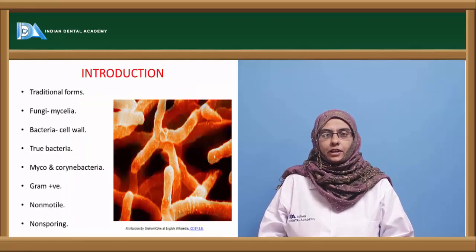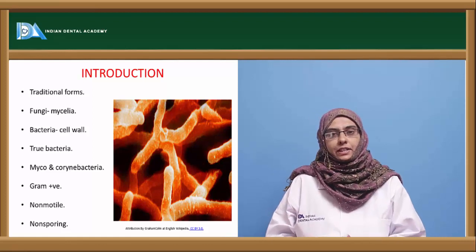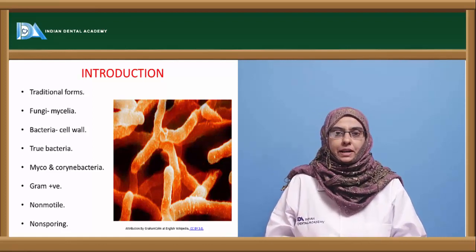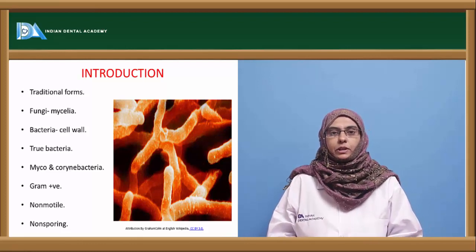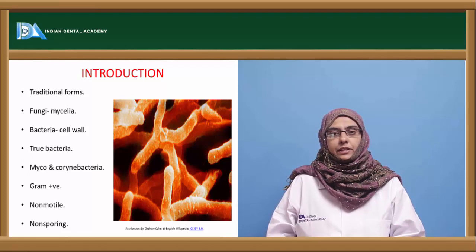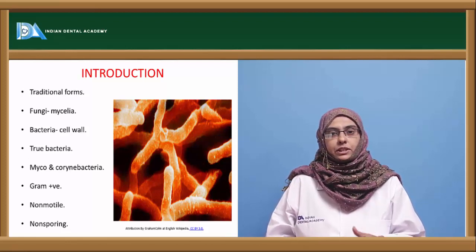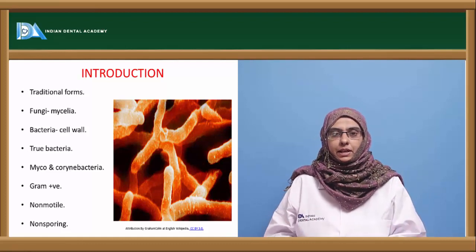Actinomycetes. These are organisms that have structural resemblance to both fungi and bacteria. That's why they are called true bacteria. They are the organisms involved in actinomycosis of cattle and humans. These organisms are transitional forms between the fungus and the bacteria.